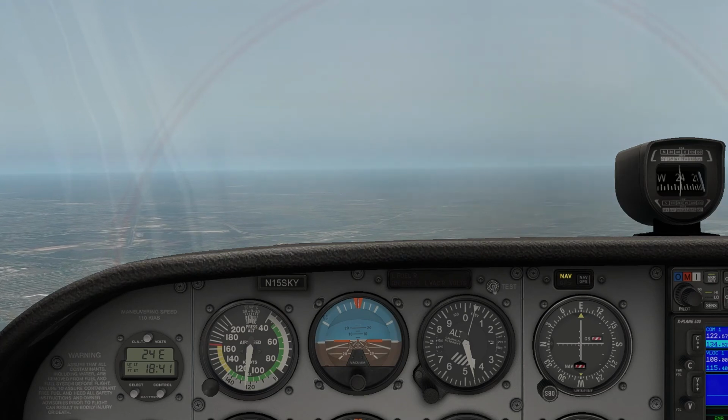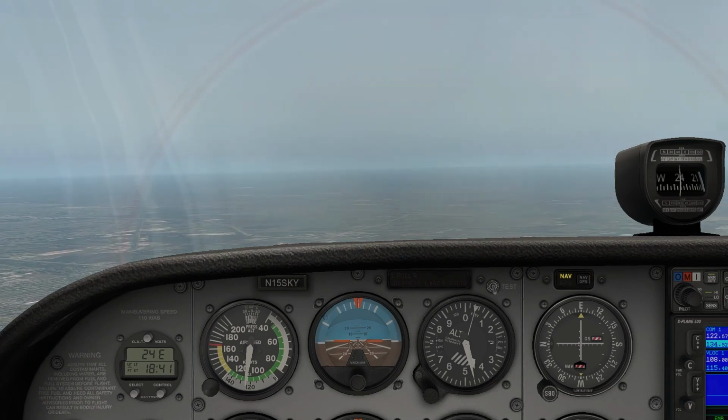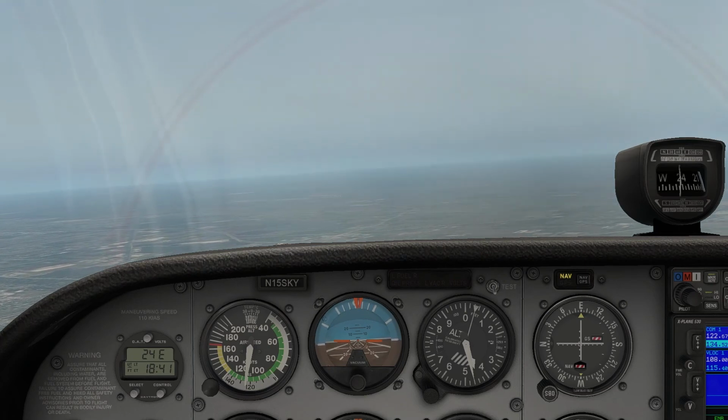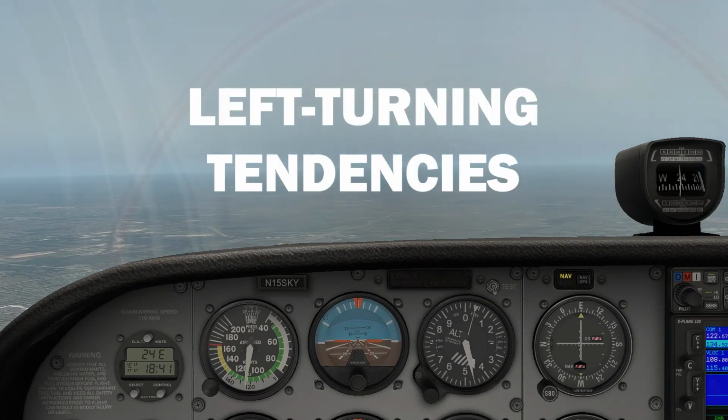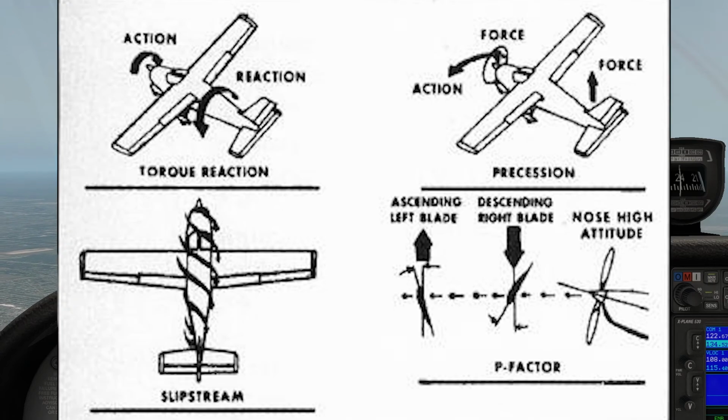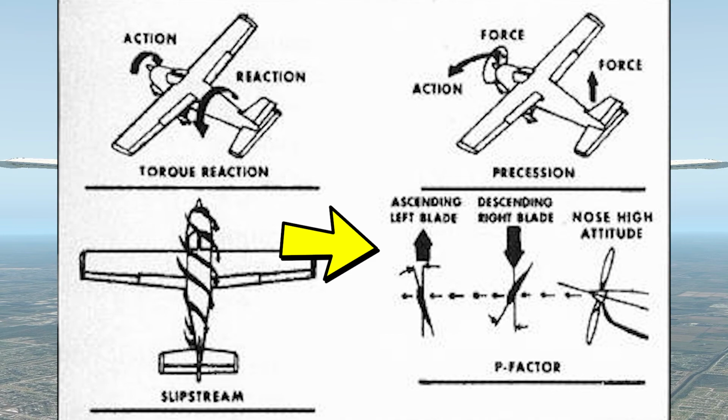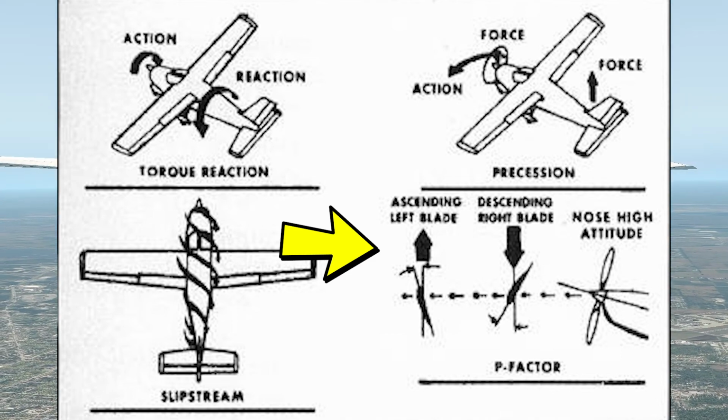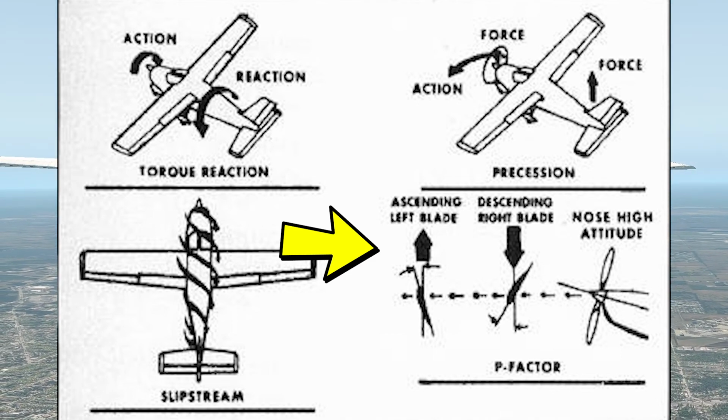A single-engine propeller-driven aircraft will most of the time experience an aerodynamic anomaly called left-turning tendencies. This is more noticeable at slower speeds. There are 4 causes of left-turning tendencies. Prop torque. The torque produced by the propeller spinning is transferred to the airplane. P-factor. When the prop rotates downward, it takes a larger bite of air, causing more thrust on the right side.